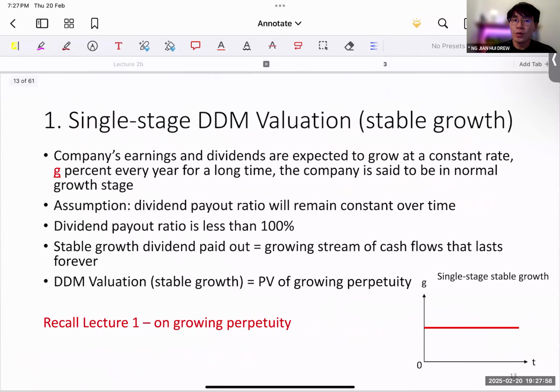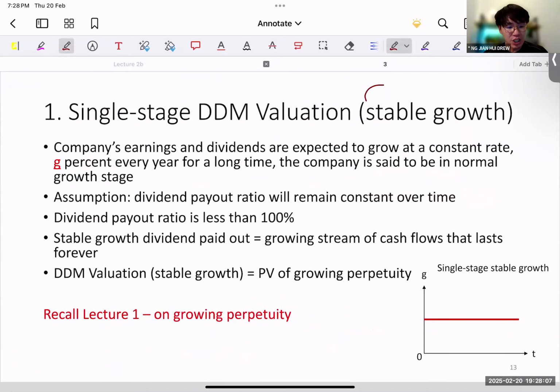All right. So going on to the next one where we have a stable growth. So a stable growth means what? It means it is growing where there is a G. G equals, let's say, 3%, right? It's growing at 3% year after year. So it's growing at a constant rate.